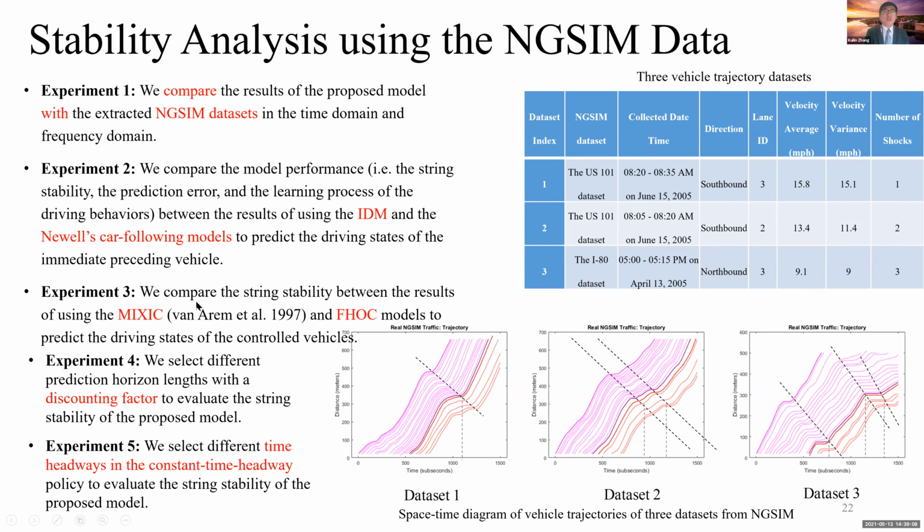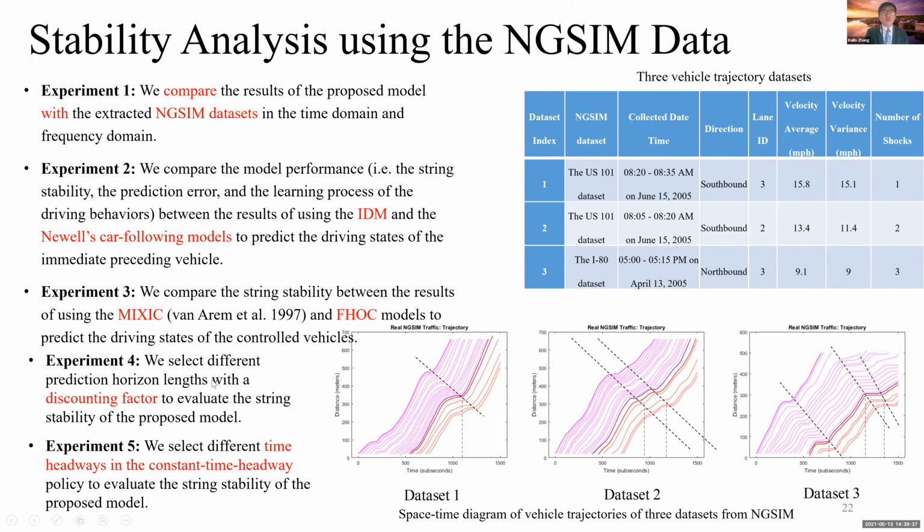In the third experiment, we also predict how the controlled vehicle drives over the next prediction period of around 5 seconds. We want to see how this impacts our stability. We use a closed-form CACC model called MIXIC, and we can also solve a fixed-horizon optimal control model to predict, and see what kind of impact it has on stability.